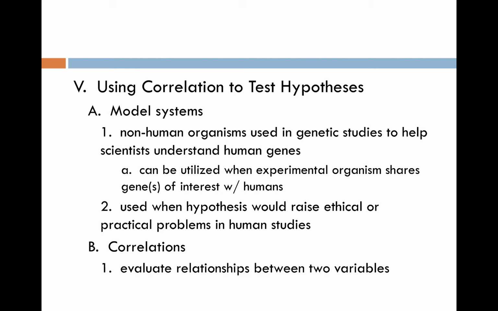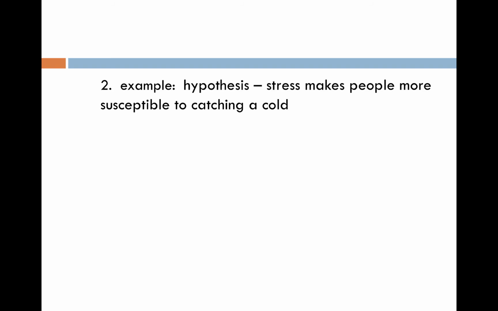Correlations are going to evaluate relationships between two variables, in that case your independent variable versus your dependent variable. An example of a correlation study would be based on our hypothesis that stress makes people more susceptible to catching a cold. That's what we're going to take a look at in terms of whether there is a correlation or not. So we're going to do a correlation study, and we're going to look at figure 1.10 from your textbook.